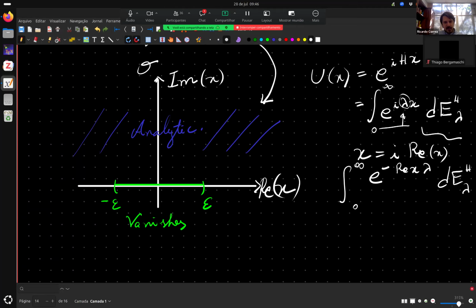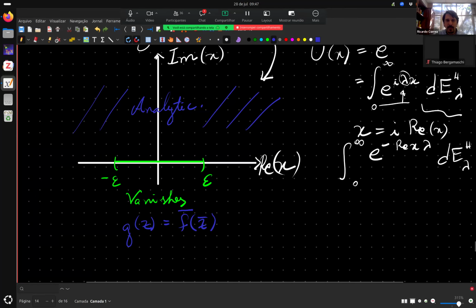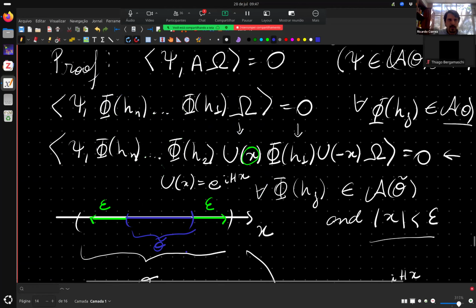Very good, but then I can use the Schwarz reflection principle. I can define a new function in the lower half plane, namely g of z, which is just f of z bar. Here I have my function f of z, and just to tell you what f of z is, since I never really wrote that down, it is precisely this thing. Here, I'll try to copy.